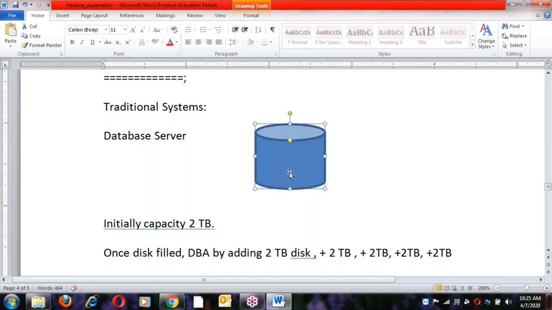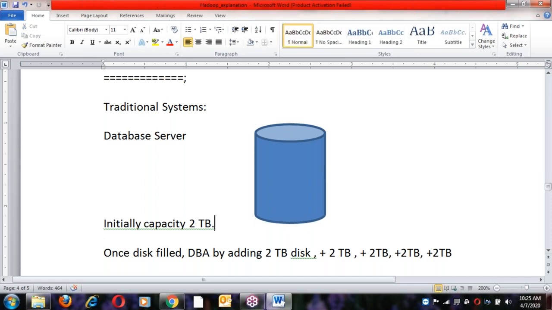Suppose the 4 TB is filled. Next, 2 TB will be added, and that also fills. Next 2 TB, and this also fills. Like this, you can keep increasing the volume of the disk. It is only one server, just increasing the capacity of the system. This is called vertical scaling. All the traditional systems follow vertical scaling.